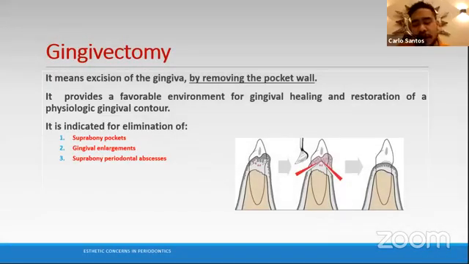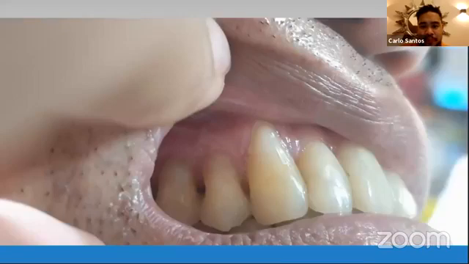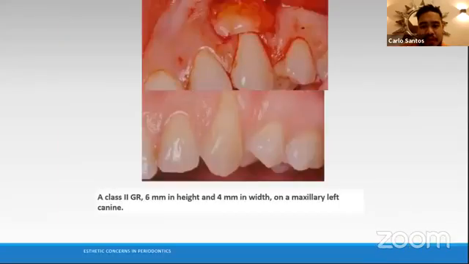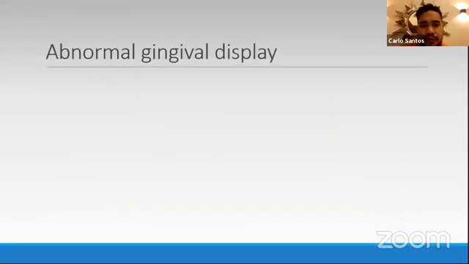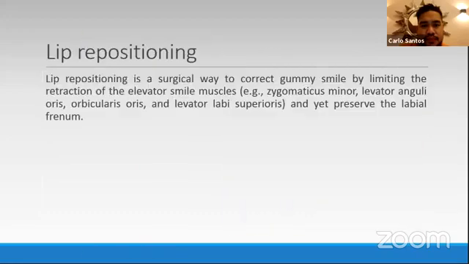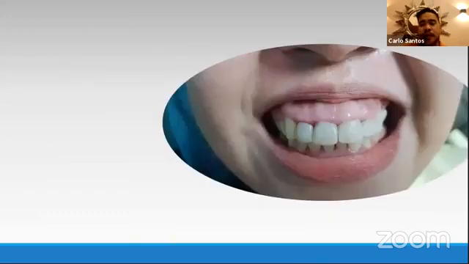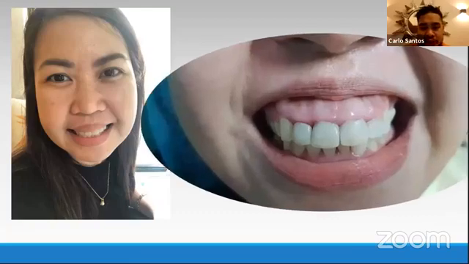Okay, guys, so sorry about that. There was a connection problem. I think it's because of the ECQ. Suddenly the connection got cut. But anyway, let me go back to the slide that we last had. Okay, so yes, we were talking about lip repositioning.